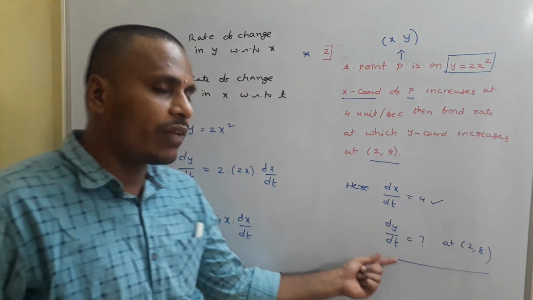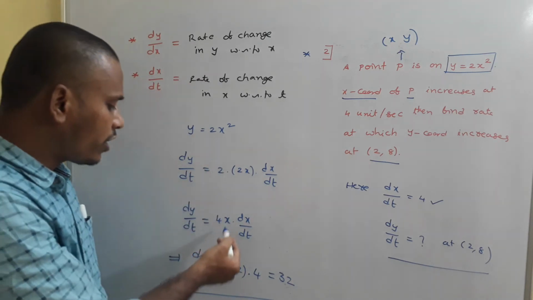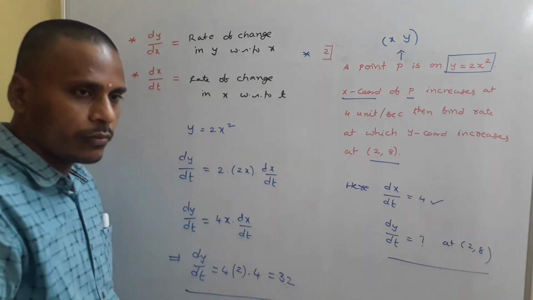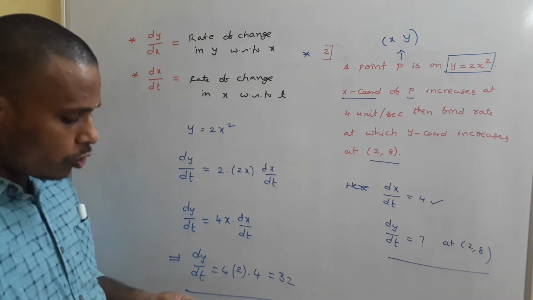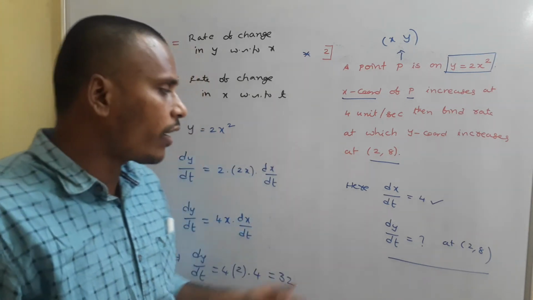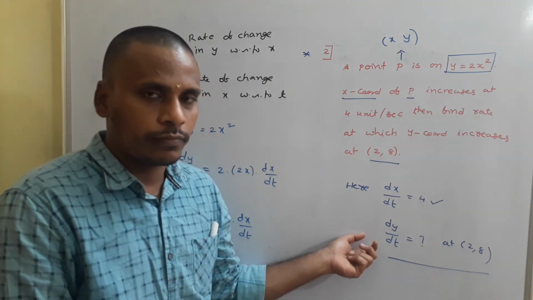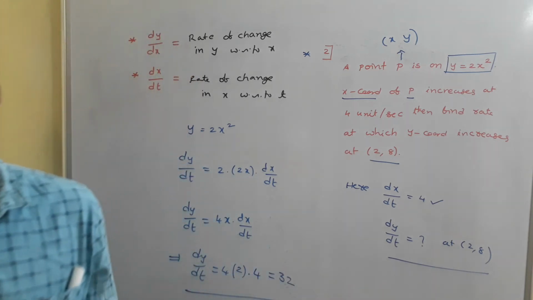Now how to generate dy by dt? Since the given curve is y equals 2x square, just differentiate it. We have dy by dt as 32. That is the problem. Okay. So for all these problems, first of all try to analyze the problem and use the given rate of change to find the required rate of change. That's it. Have a look.